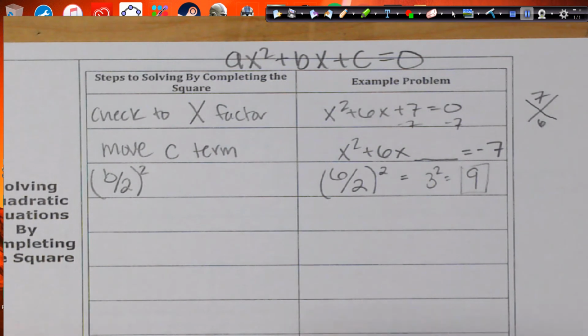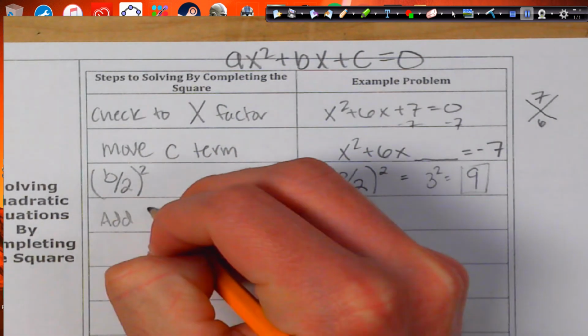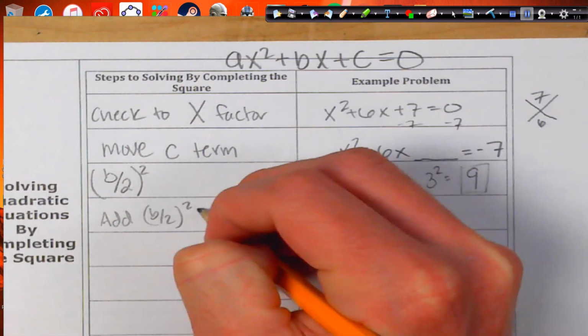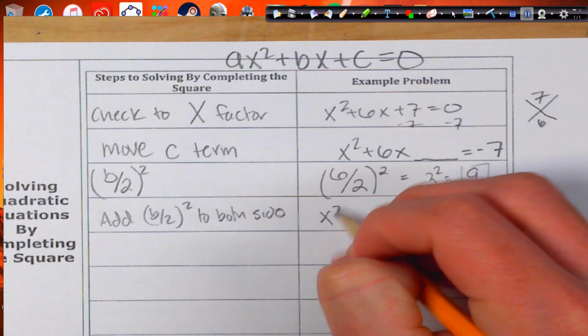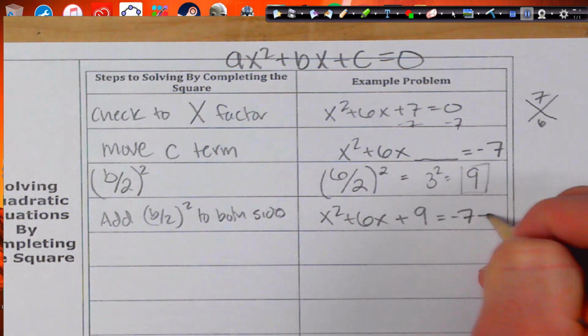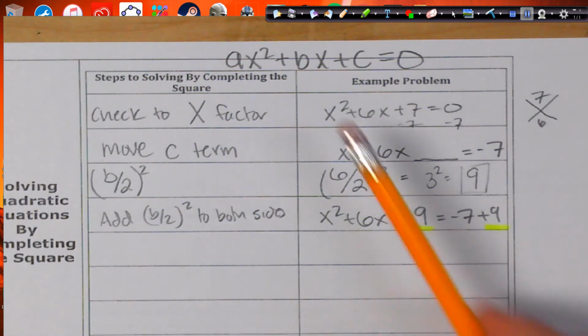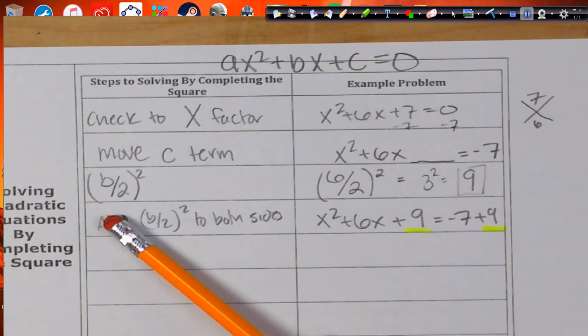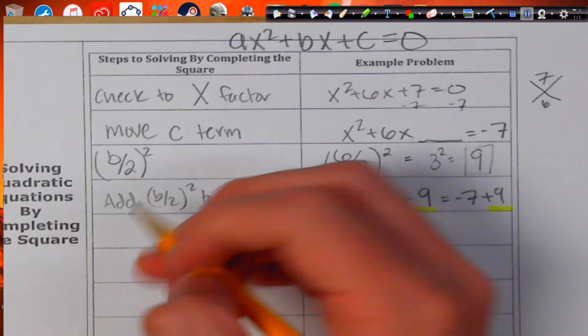So find this, the b divided by 2 squared. We're going to add the b divided by 2 squared to both sides. So we're going to get x squared plus 6x plus 9 equals negative 7 plus 9. So here's our two new terms that we just added. Again, b is this value here, b divided by 2 squared. We're going to add it. Now we're going to factor this side.